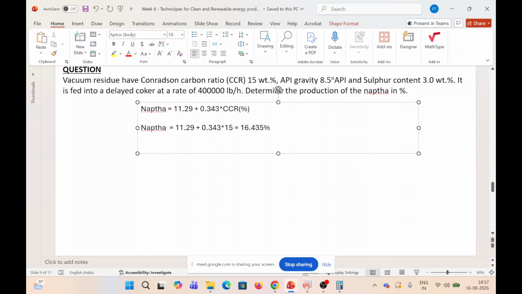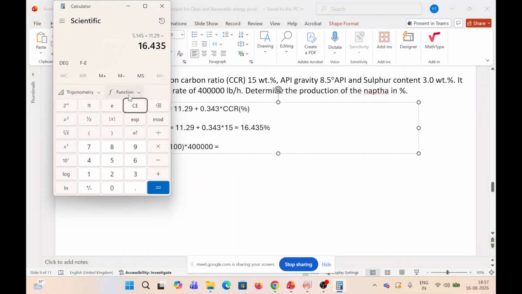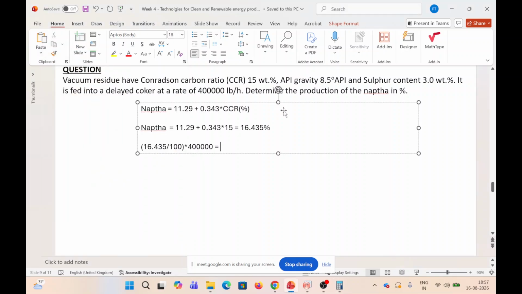If they ask you to calculate in terms of pounds per hour, then you need to multiply this 16.435 divided by 100 and multiplied by 4 lakhs. Let's calculate that as well. It is 65,740 lb per hour. So this will be the production of naphtha in percentage as well as in pounds per hour. Any questions on this?